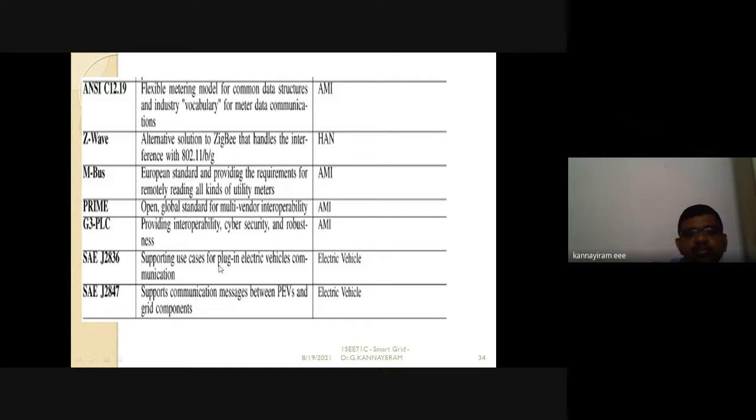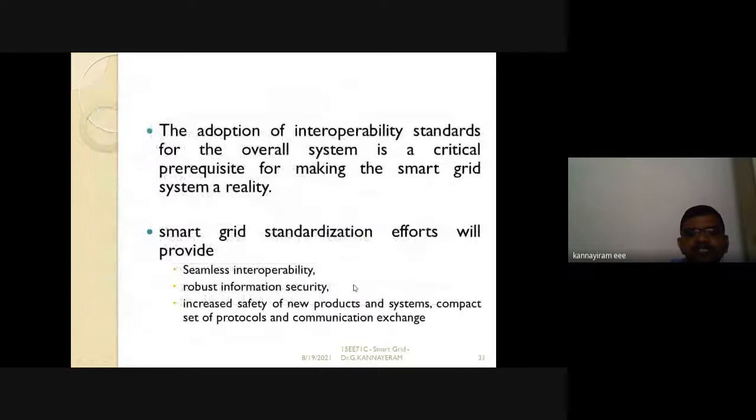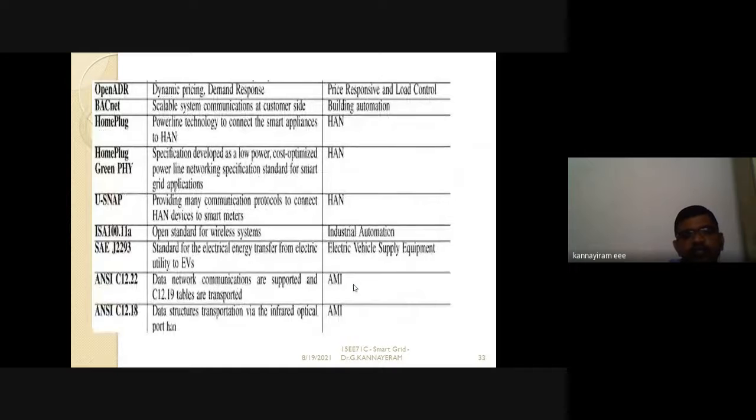SAE J2836 supports use cases of plug-in electric vehicle communication and can be used for electric vehicles. Another standard also used for electric vehicles is SAE J2847. These are some of the communication standards which can be used for your smart grid.